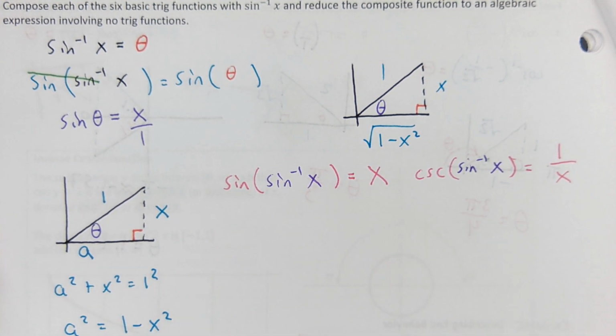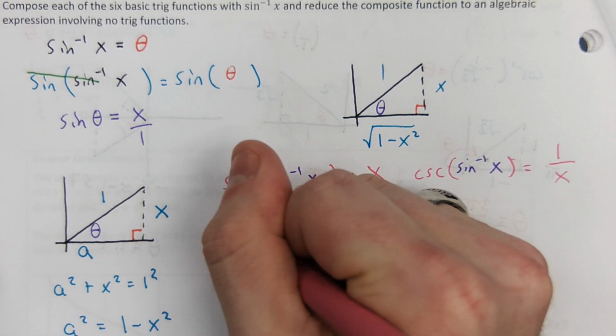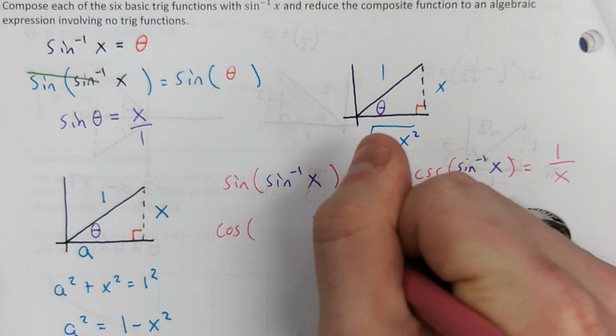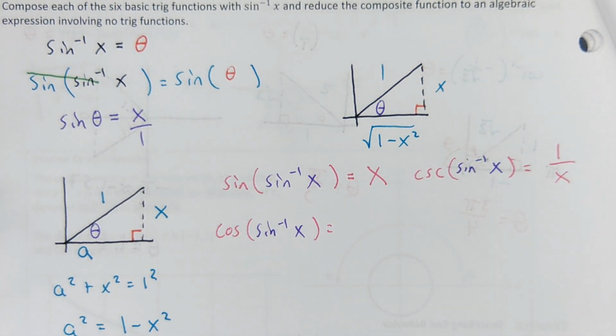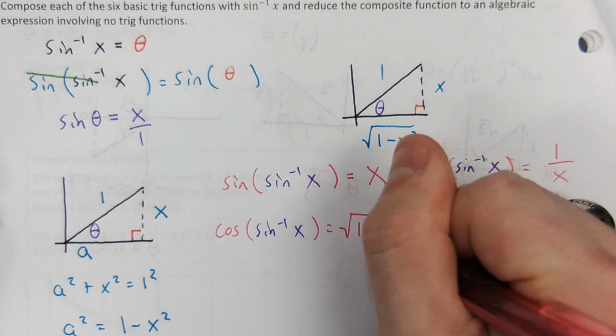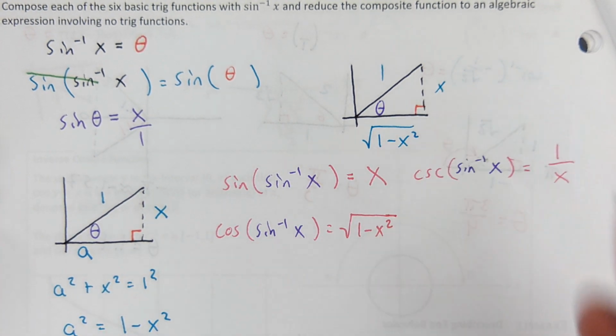Let's do cosine of theta. But instead of theta, you know, what theta equals? Sine inverse of x. Cosine, good old SOHCAHTOA, is adjacent over hypotenuse. Looks to me like it's going to be the square root of 1 minus x squared. And if you know cosine, you know the reciprocal function, secant.